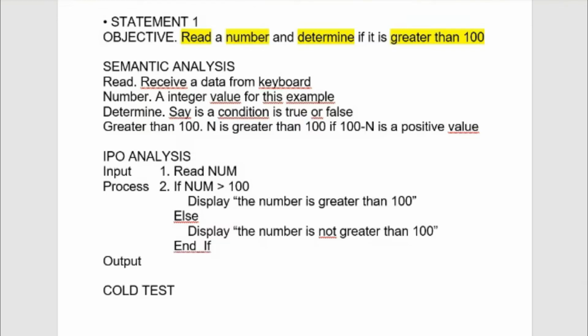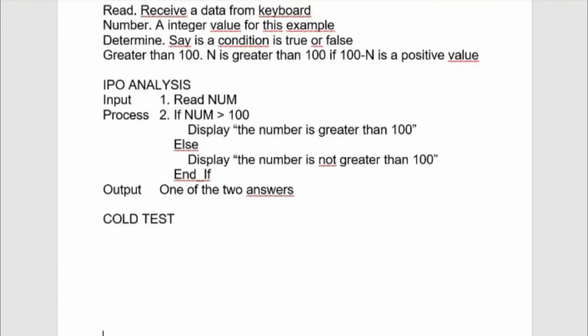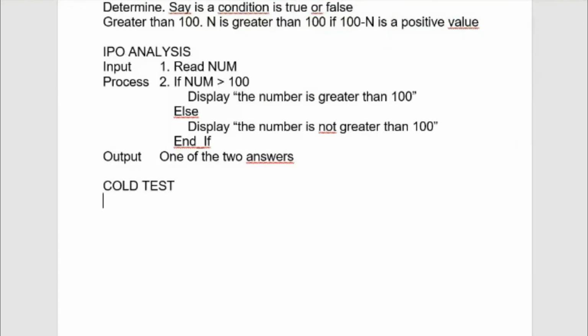And what is the output? Okay, here the output is one of the two answers. Remember, conditional has only two answers. What is the call test? The call test is very easy. Remember, space for the RAM, the memory of the computer, space for the monitor. What are the variables? Num only in this program. Step number one, read num. That means read a value, read a number, and store it in variable num.